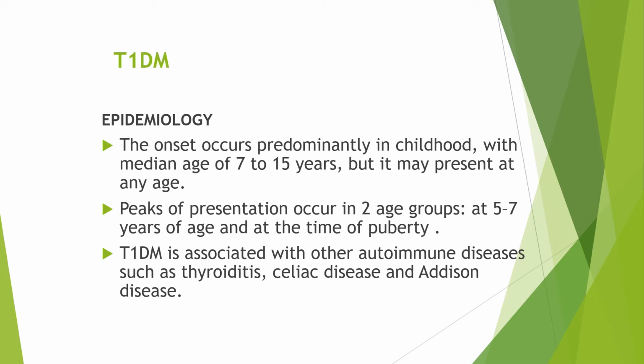The onset occurs predominantly in childhood with a median age of 7 to 15 years, but it might present at any age. The peaks of presentation occur in two age groups, at 5 to 7 years of age and at the time of puberty. Nowadays we see more patients who are under 5. Even neonatal DM is becoming more common. And type 1 DM is associated with other autoimmune diseases such as thyroid disease, celiac disease, and also Addison disease.